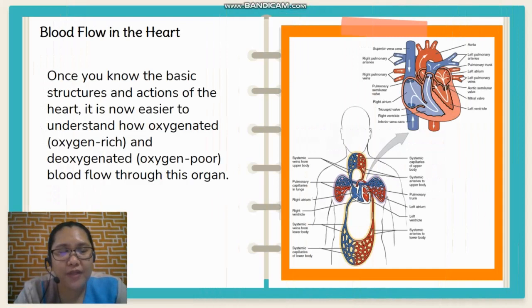We now have the blood flow in the heart. So once we know the basic structure and actions of the heart, it is now easier to understand how the oxygenated or oxygen-rich and the deoxygenated or oxygen-poor blood flow through this organ.